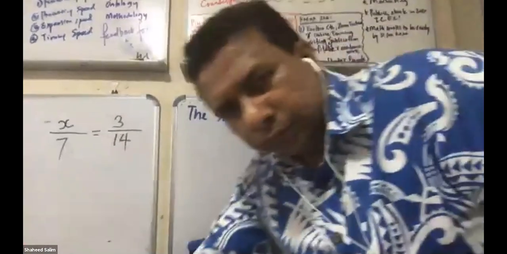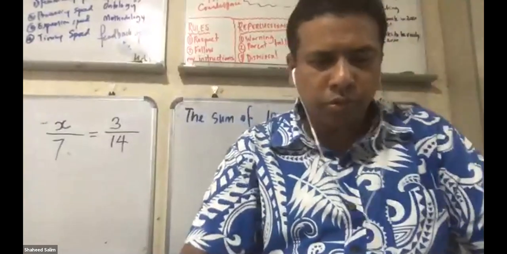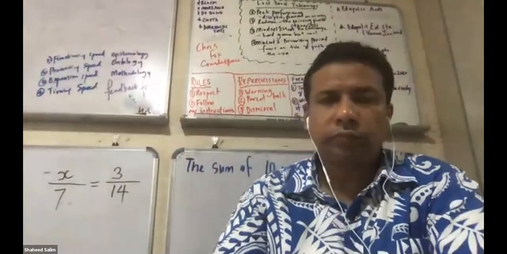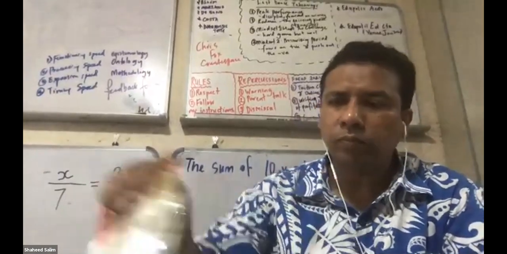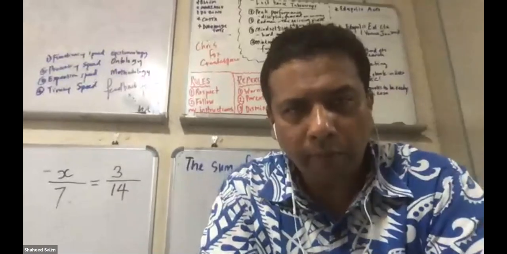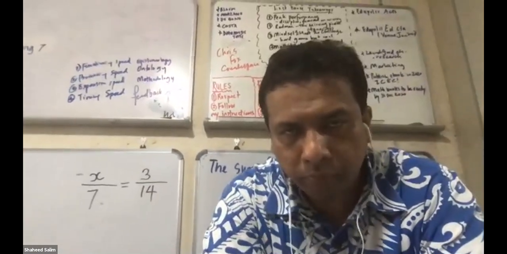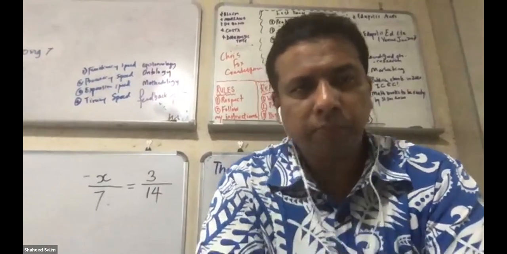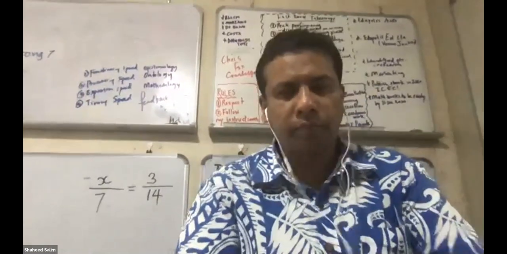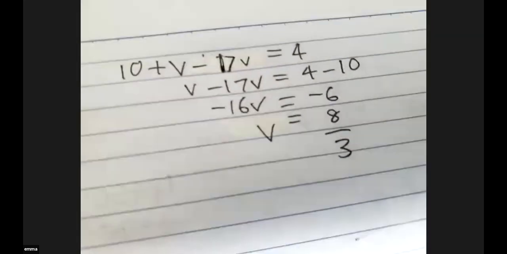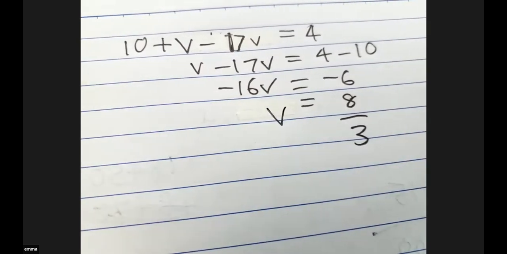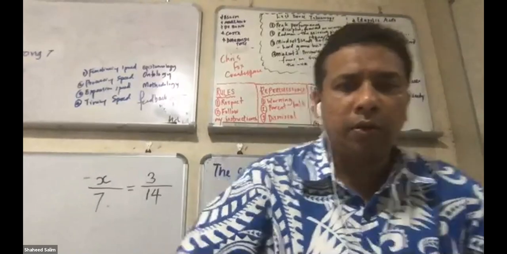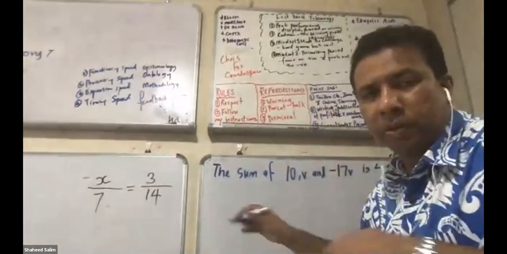Eight over three. Can you show it to me, please? Show it to me. Sure. Show me your working. Okay. Just 1 minute, let me copy down one thing.